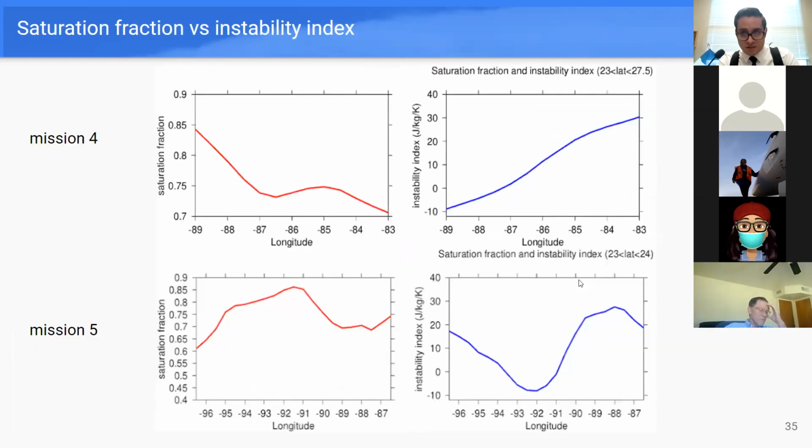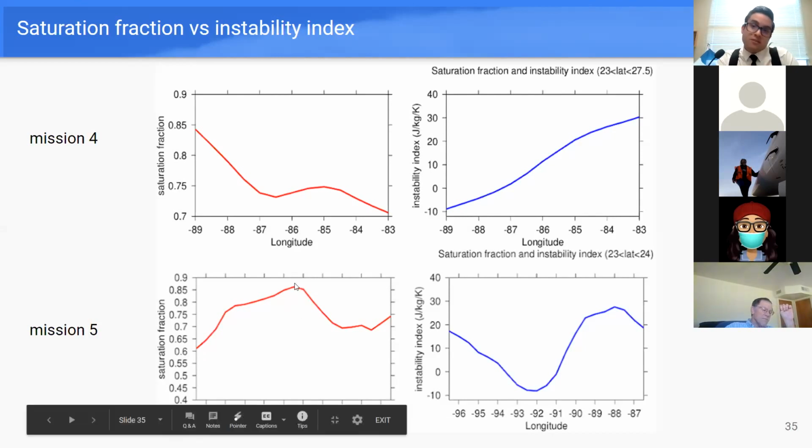How does the saturation fraction instability index picture look? Well, we see in here the saturation fraction has a tendency of going down as it advances in longitude. And as it goes down, the instability index goes very much up. This is related to something called top-heavy convection. As I told you before, if it's too unstable, it creates vigorous convection, and the convection is top-heavy. Whereas in mission 5, we have the opposite, which would be bottom-heavy convection.